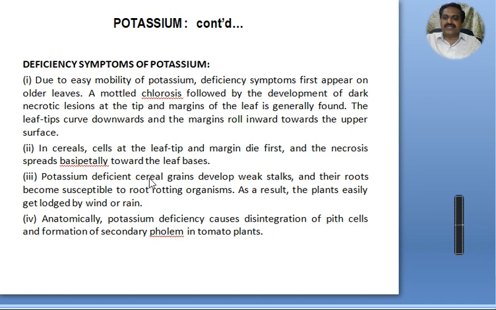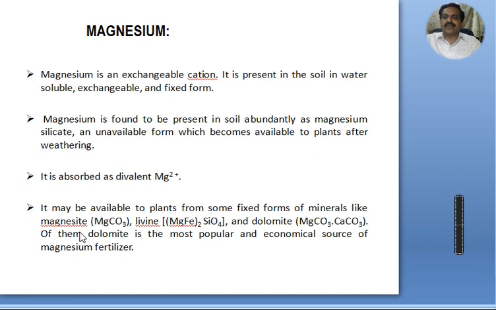Potassium deficiency in cereal grains develop weak stalks and their roots become susceptible to rotting organisms. As a result, the plants easily get lodged by wind or rain. Anatomically, potassium deficiency causes disintegration of pith cells and formation of secondary phloem in tomato plants.